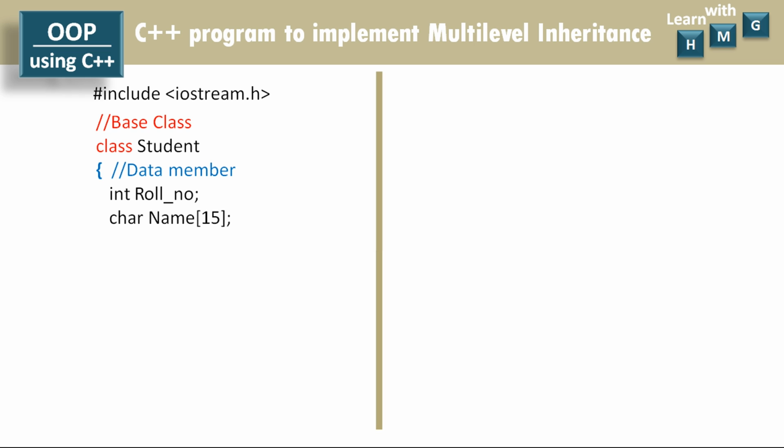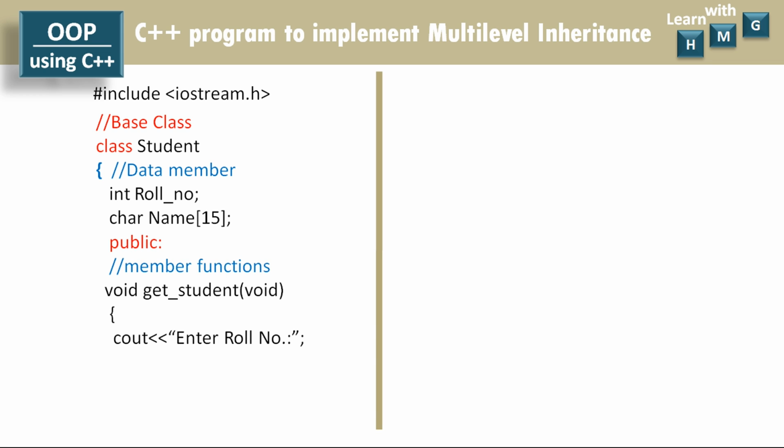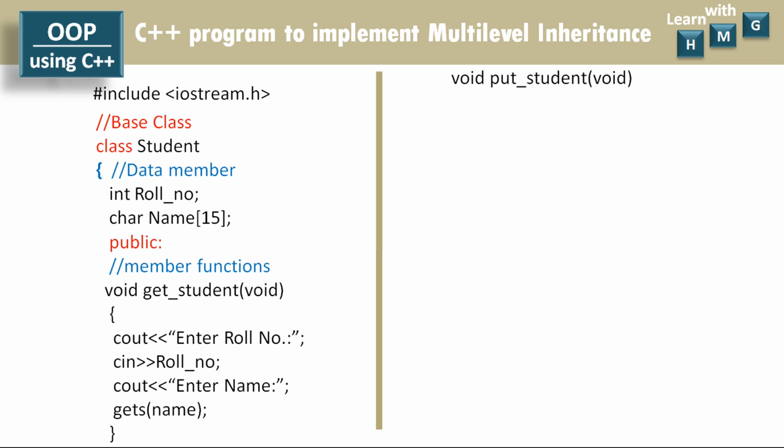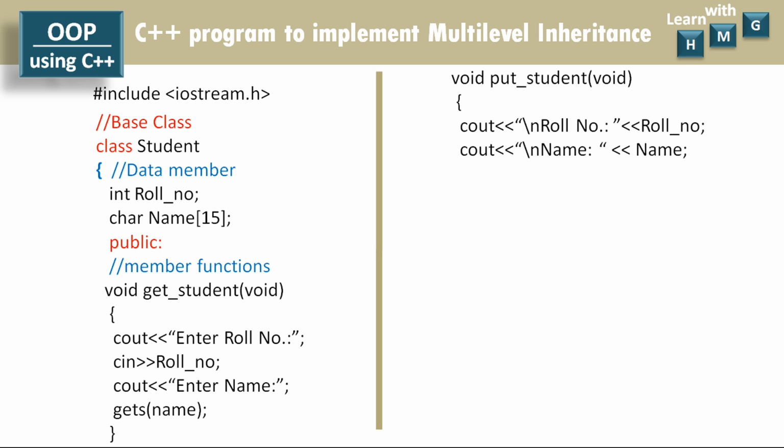Public section, in this I have member functions. The first member function is get student, which will accept the value of roll number and the name of student using input operations cin roll number and gets name. So this is get student, which will accept the information of student, that is roll number and name. The second member function is put student, which will display the roll number and name of student, using cout roll number and cout name. End of the class. So like this we have defined the base class student.